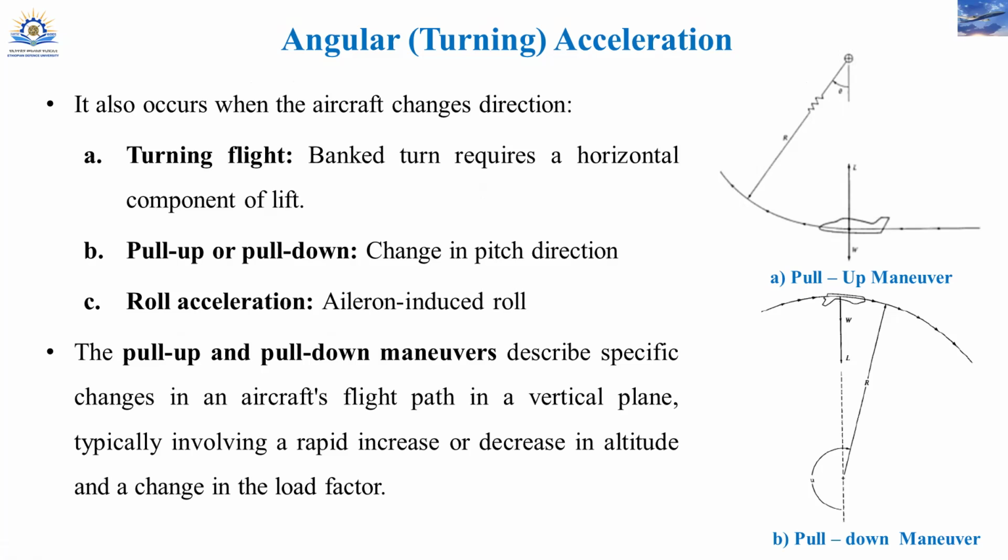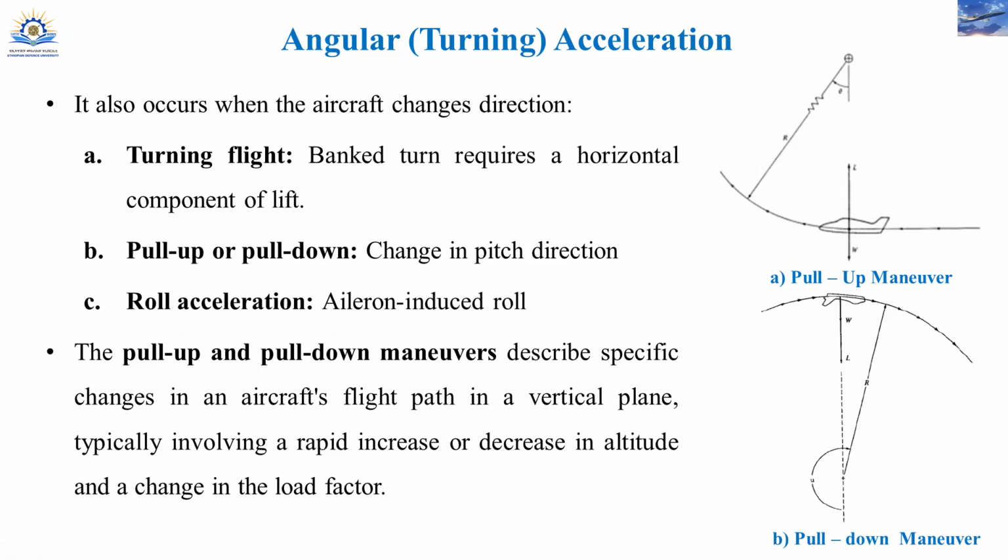So turn rate and turn radius are important factors here. So the pull up and pull down maneuver describes specific changes in an aircraft flight path in vertical plane.